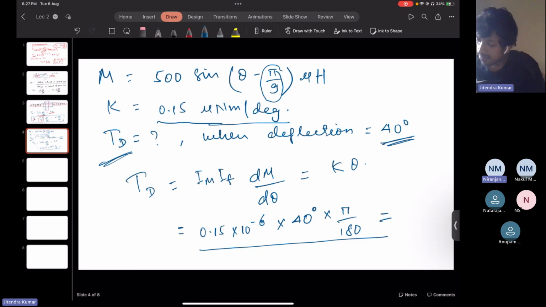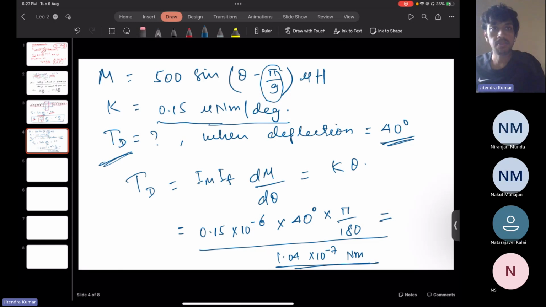1.04 into 10 raised to the power -7 Newton meter, isn't it? Anyone else getting the same value? Okay, so the answer is 6 micronewton meter. So please recheck your calculation. It should be 6 micronewton meter.